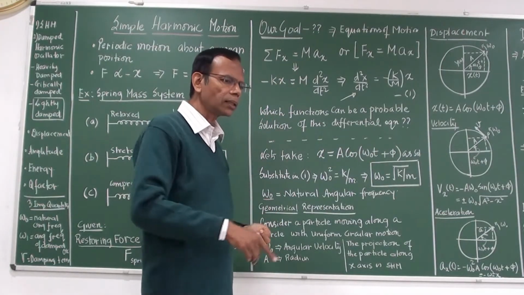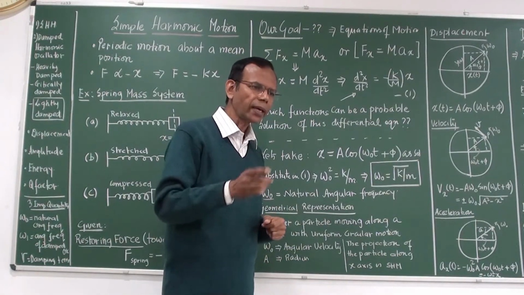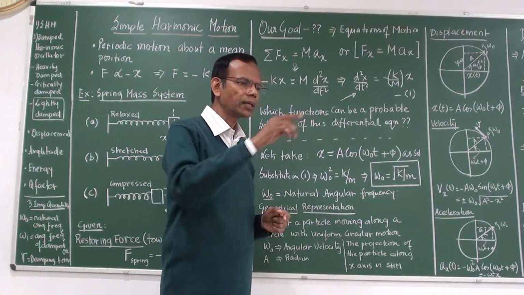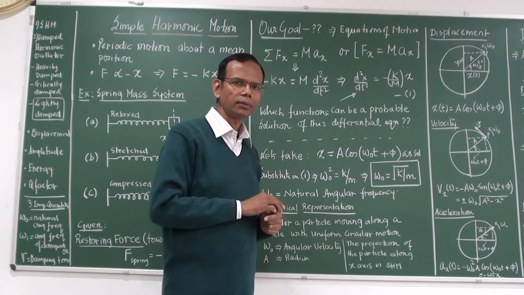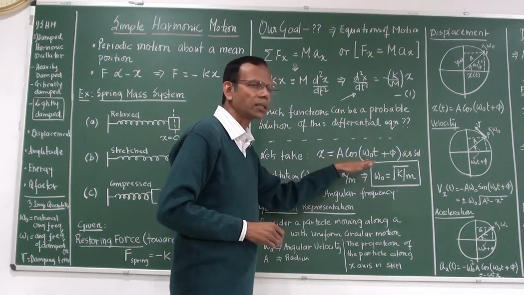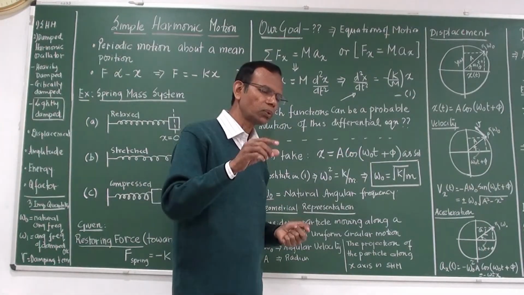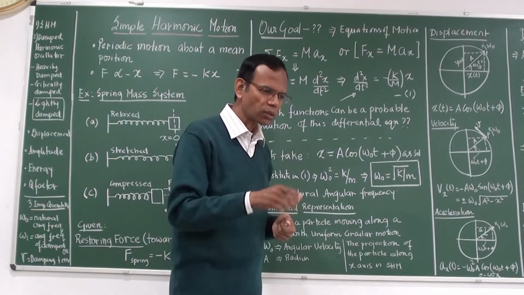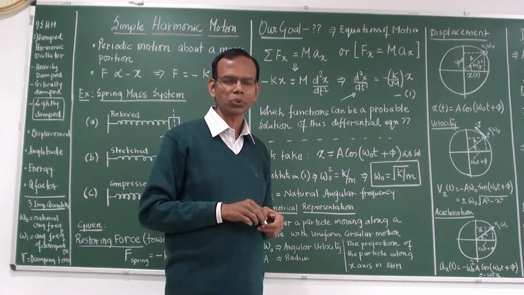If a particle is rotating in a circle with an angular velocity omega 0 and having a radius a, then what will be the projection of that particle? That will be x is equal to a cos(omega 0 t). So if a particle is rotating in a circle with angular velocity omega 0 and radius a, the projection of the particle along the x-axis is a simple harmonic motion.